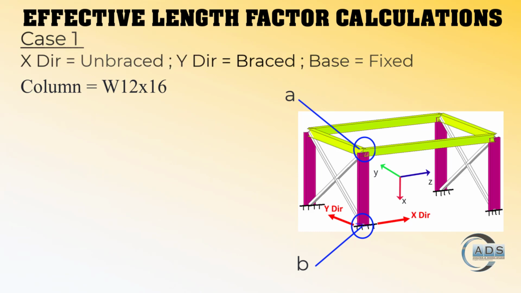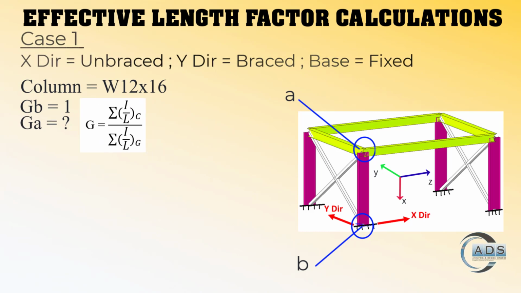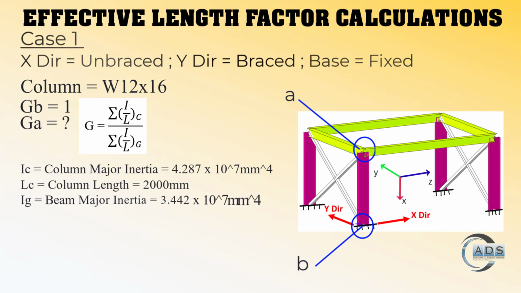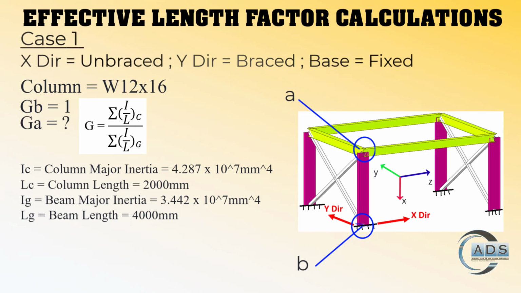Since column base is fixed, GB is 1. For GA, we use this equation, in which IC is the moment of inertia for the column about its major axis and its value is this. LC is the length of column, that is 2000 mm. IG is the moment of inertia of beam or girder about its major axis and its value is this. LG is the length of beam or girder, that is 4000 mm. When substituting all the values in the given equation, we get GA as 2.49.